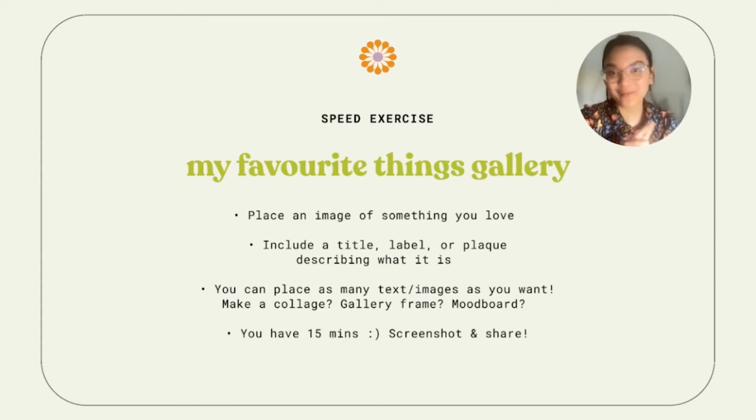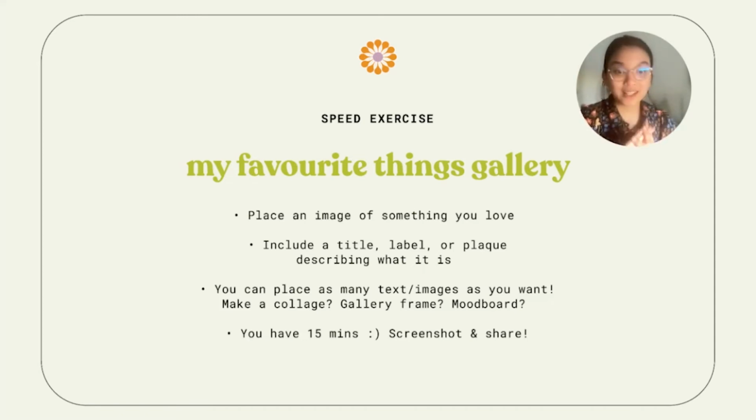And now it's time for a speed exercise. For this speed exercise, it's called My Favorite Things Gallery. So find an image of something that you love, or really any image on your laptop or device, and place it into your p5 sketch or canvas. With that image, try and include a title using the text command.